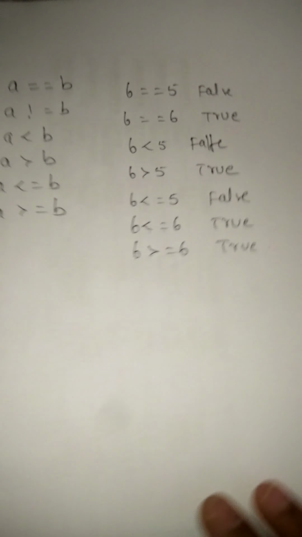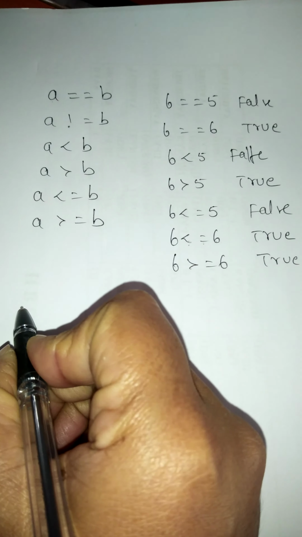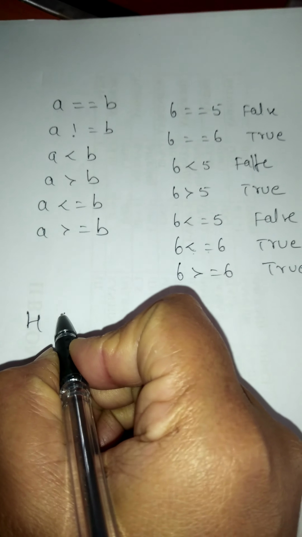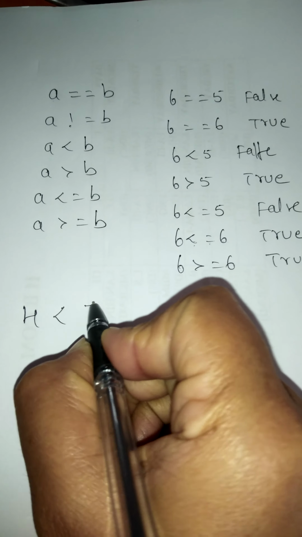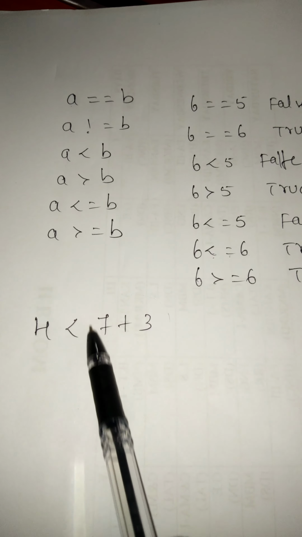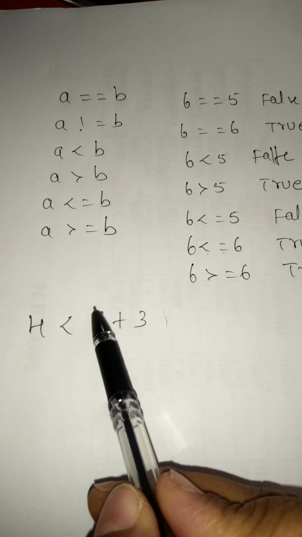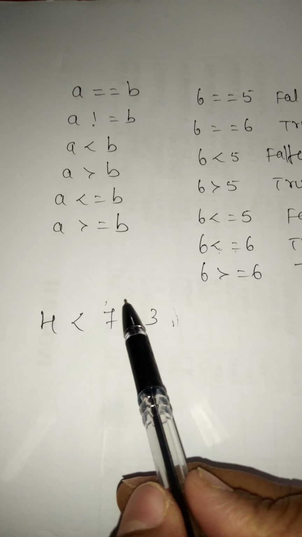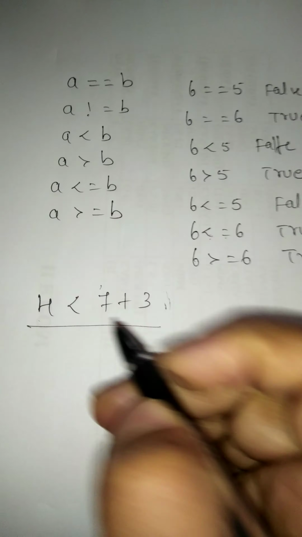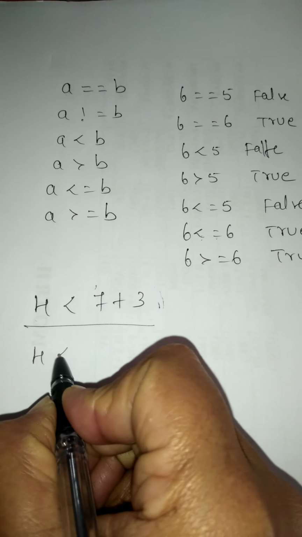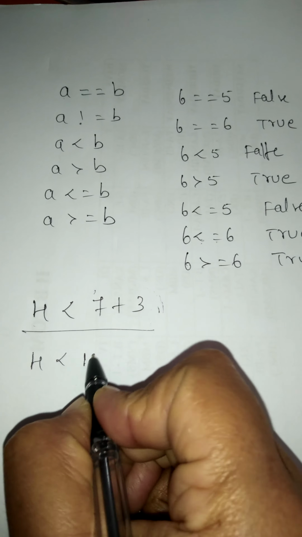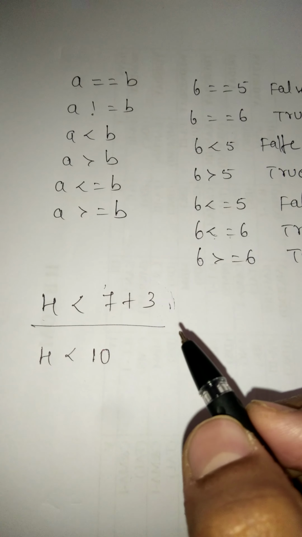For example, if I write like this, 4 less than 7 plus 3. So if I have any expression, this is an arithmetic expression, right? If I have any expression, first the expression is evaluated. This expression is evaluated to what? 4 less than, what is 7 plus 3? 10. First the arithmetic expression is evaluated.